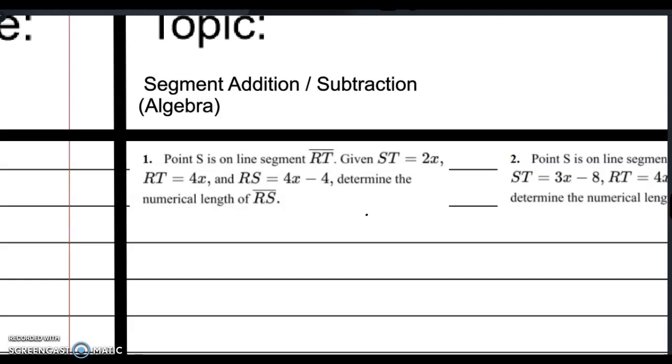Today we're looking at segment addition and subtraction with algebra. We talked about adding and finding missing segment lengths previously, but here we're going to do it algebraically. So let's zoom in on number one and begin.